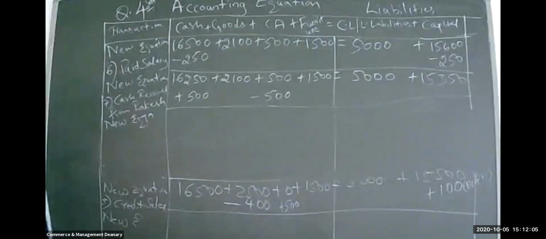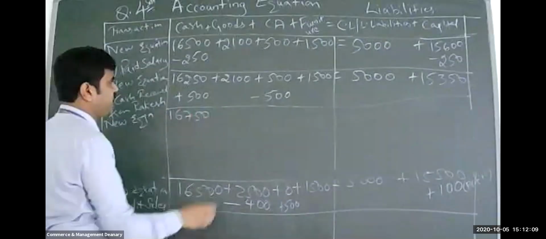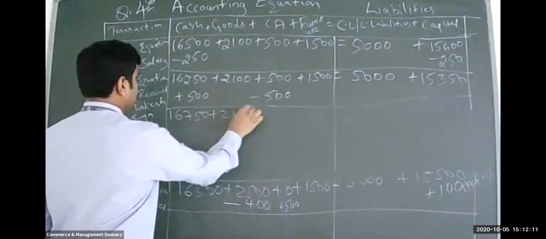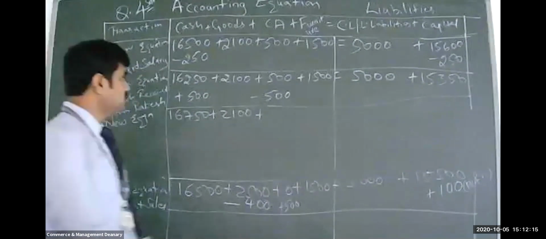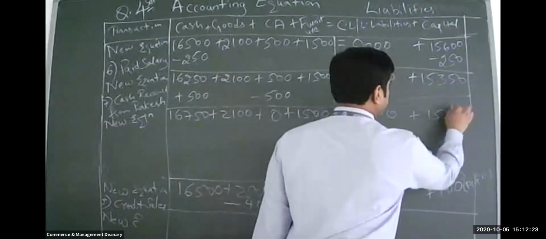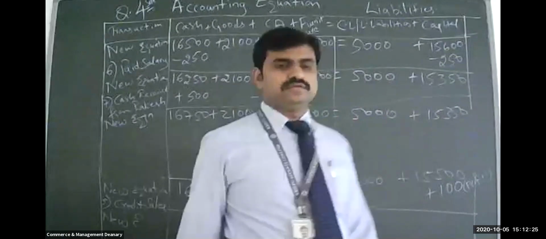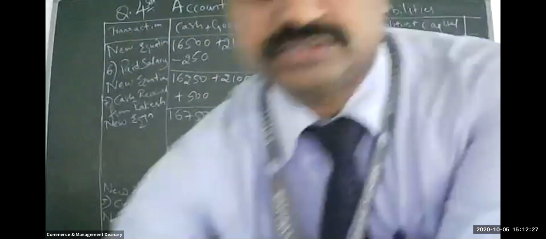How much is cash now? 16,750. 750 to 2,100. How much is current asset? Zero. 1,500 to 5,000, 16,350. What is the next transaction?